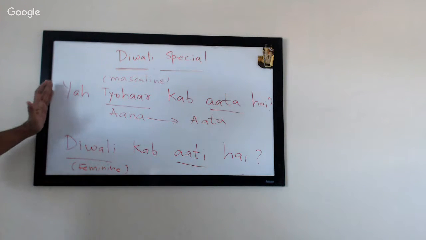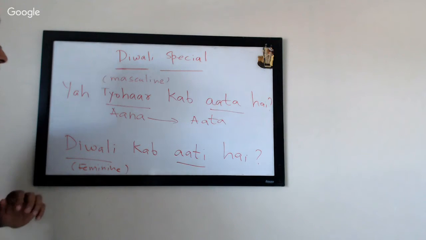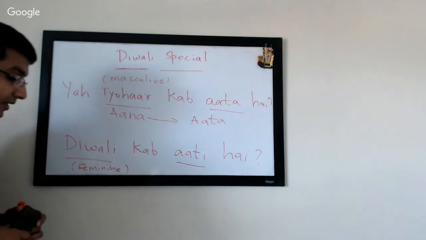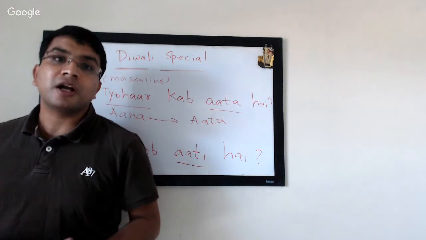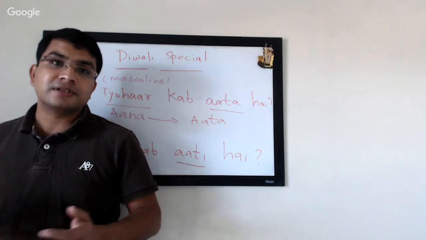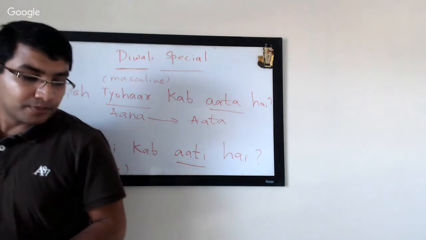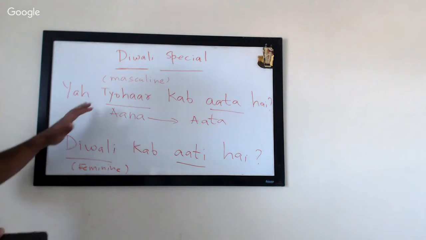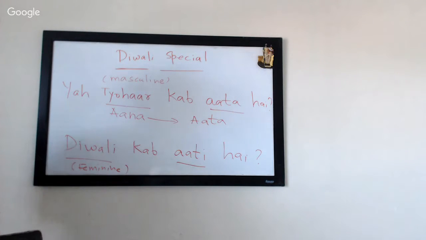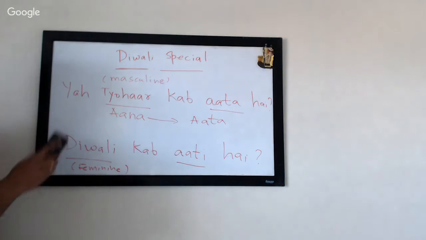Again, the concept is that you should be able to ask anyone when this festival comes, right? I hope this is clear. Let me know if you have any more questions. Which way is more common? Well, both of them are equally common, but the simpler way would be kab hai. That's the easiest way for you. If you don't want to go too complicated, you can simply say Diwali kab hai, right? But an equal number of people will say kab aati hai, and an equal number will say kab hai. So both of them are equally common.